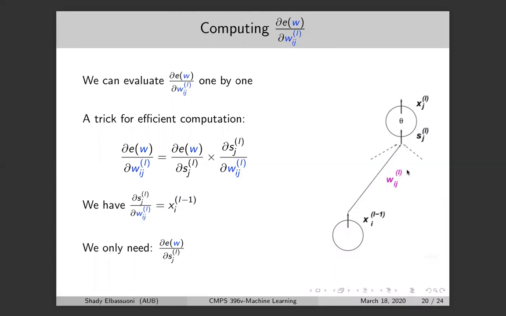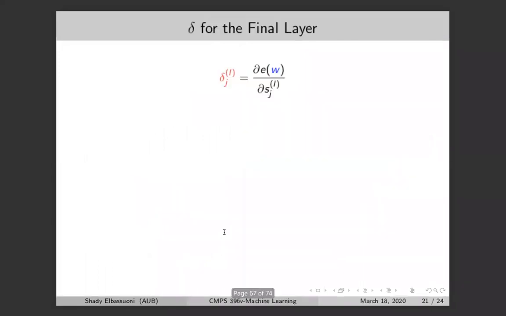So we're going to call this delta j of L, where delta is an error. You can assume that this is an error or a gradient. So for every neuron, there is a signal, which is what feeds into the neuron, and there is an error, or delta j of L, a gradient for this neuron, which happens to be the gradient of the error with respect to the signal at this neuron. Good. We need to compute these delta j's.